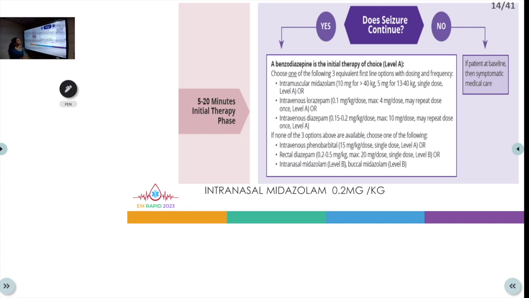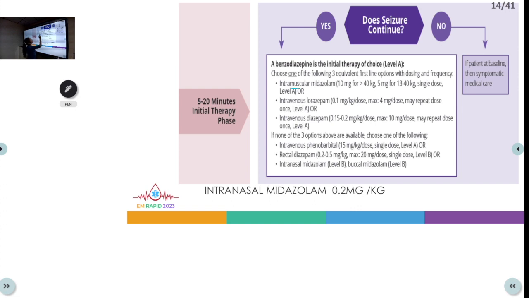Then after that, if seizure is continuing, this should be done in the first 5 minutes. After 5 minutes, if seizure is still continuing, then we will have to start treatment medications. The first line medication is benzodiazepine. Benzodiazepine is usually given after 5 minutes of seizure activity.